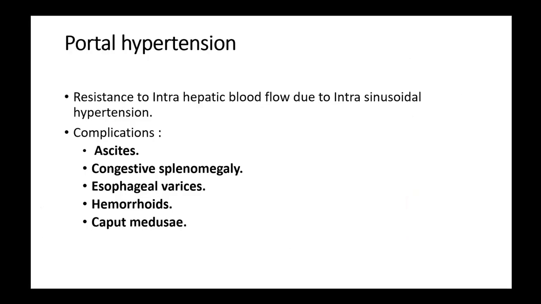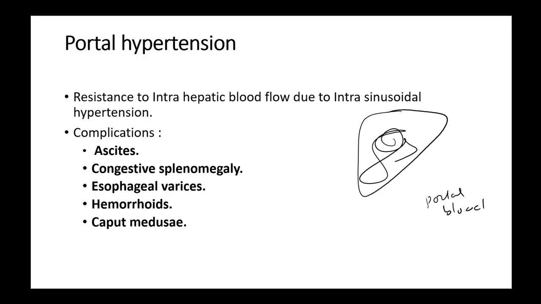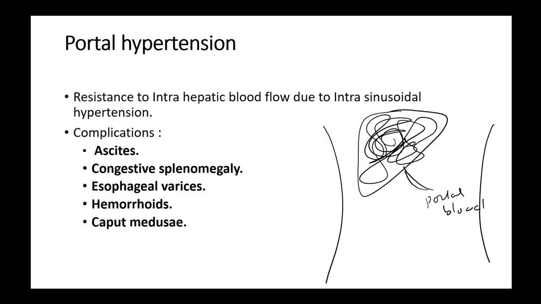Next is portal hypertension. Because the liver is damaged and fibrosed, and we have portal blood going towards the liver, there is a lot of fibrosis, and because of the fibrosis, the liver is compressing all the veins inside the liver, and the blood is not moving forward. So this blood will start backing up in the abdomen. That will result in different complications.